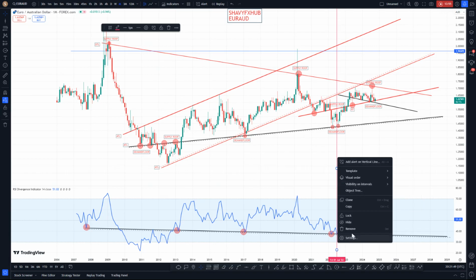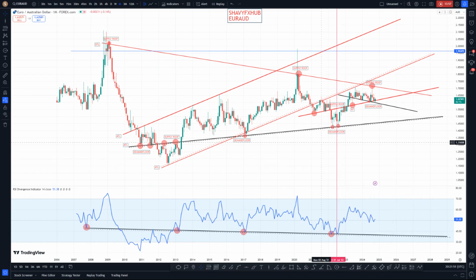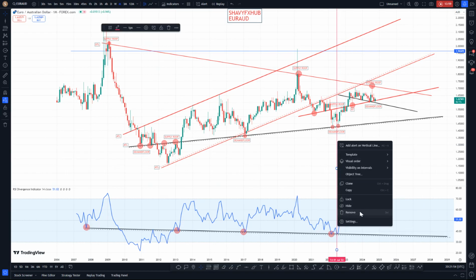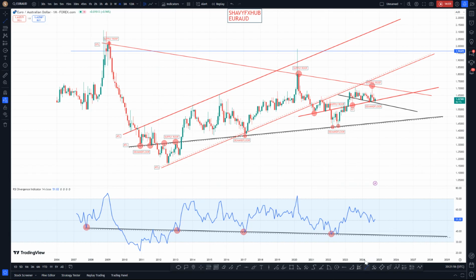So what we're going to do right now is, let's take this out. We don't need it. So let's see if we have a further break of structure. We have a break of structure here, another double bottom, and price has shown us what it is on a monthly time frame. So this is why RSI divergence is very, very powerful.